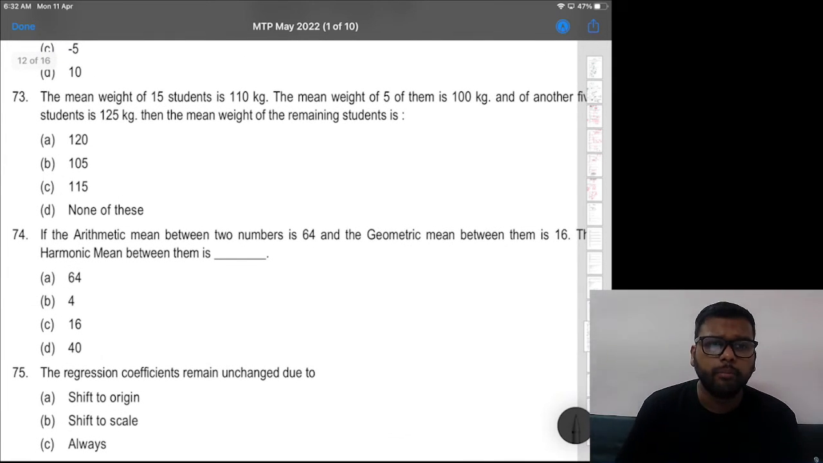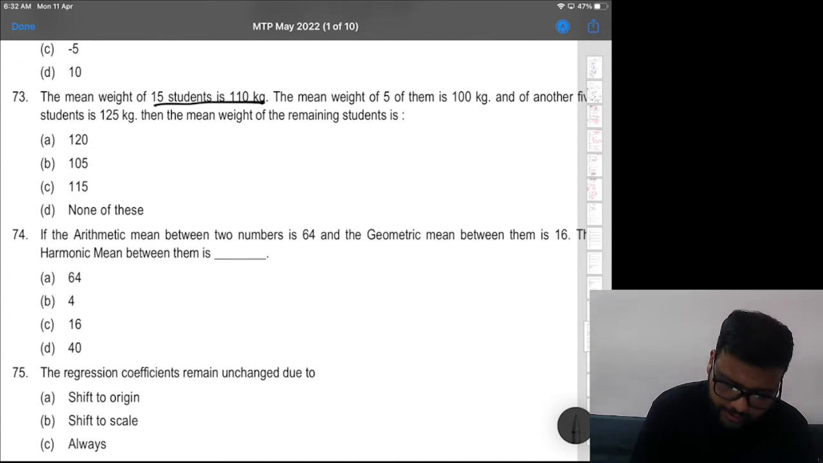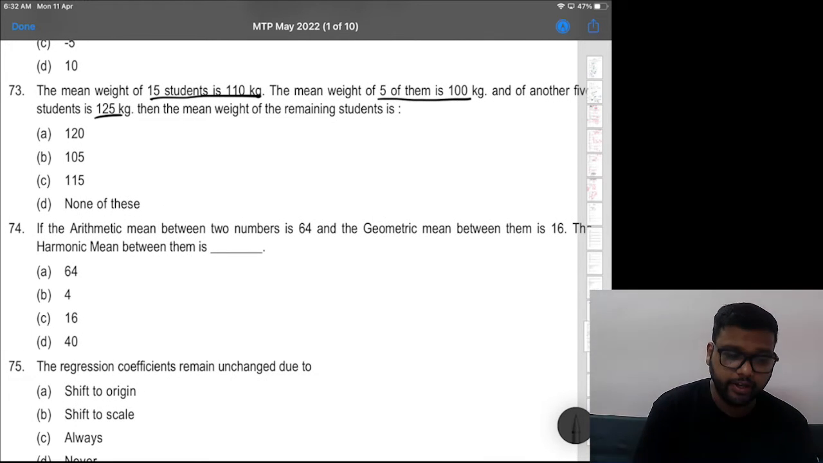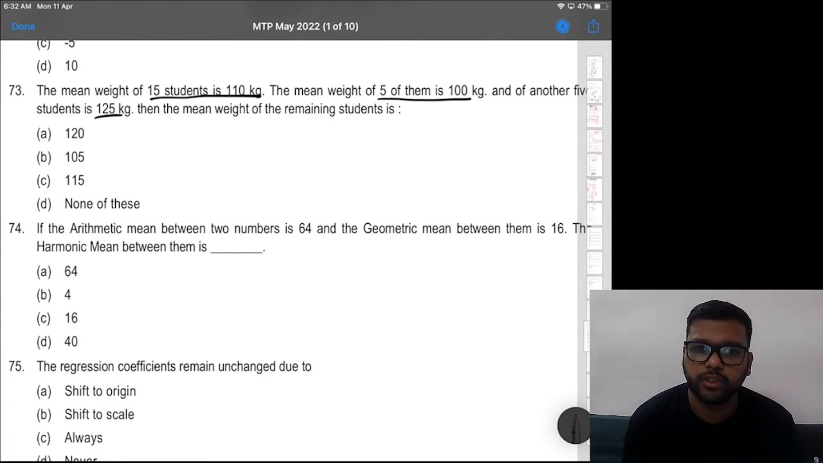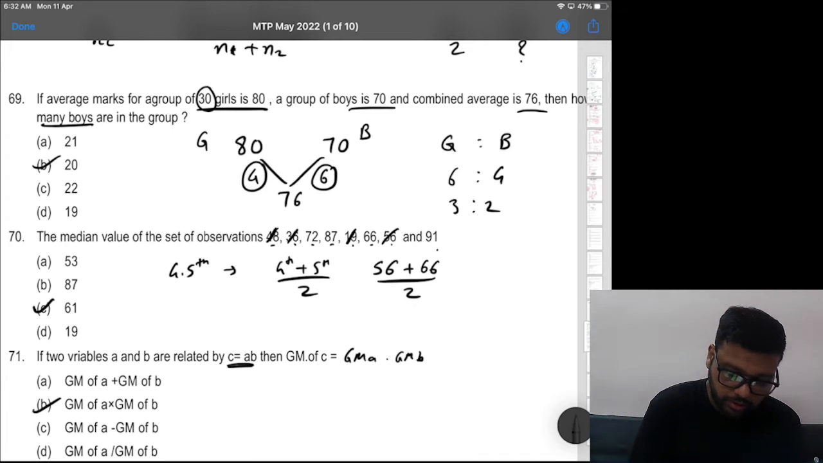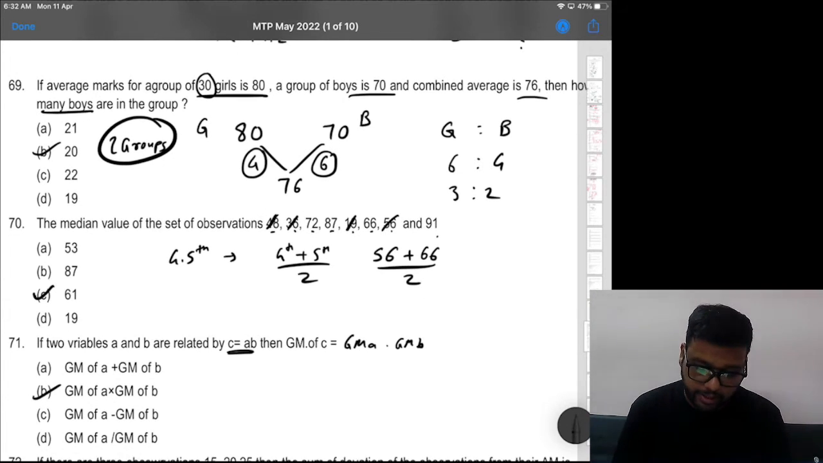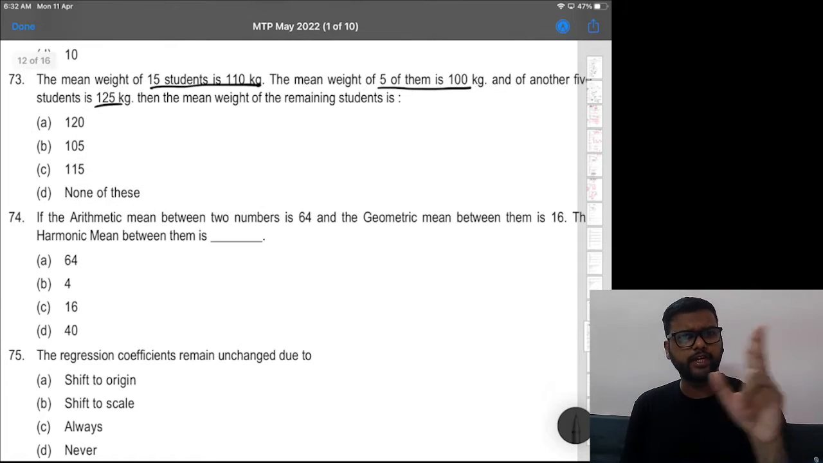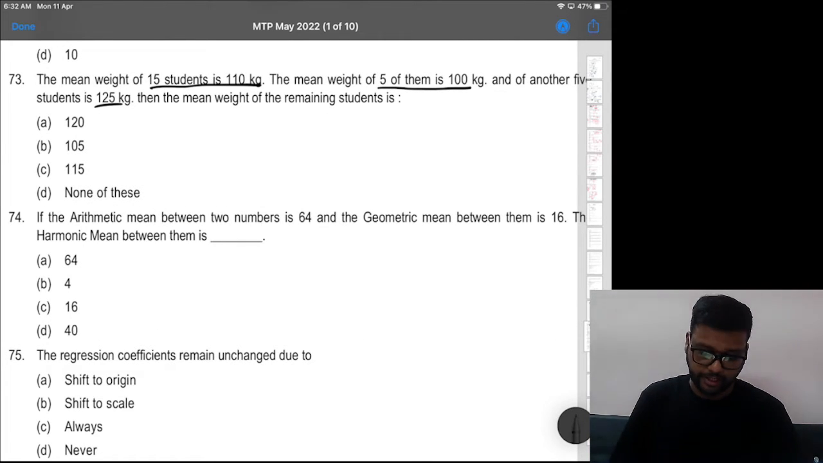73. Mean weight of 15 students is 110 kg. Mean weight of 5 of them is 100, another 5 is 125. Then what is the mean weight of the remaining students? Again, this is a question of weighted mean, but we cannot use this shortcut. This shortcut can be used only for 2 groups. Now here there are 3 groups. If there are 3 groups, we can either use the formula or we can think like this.